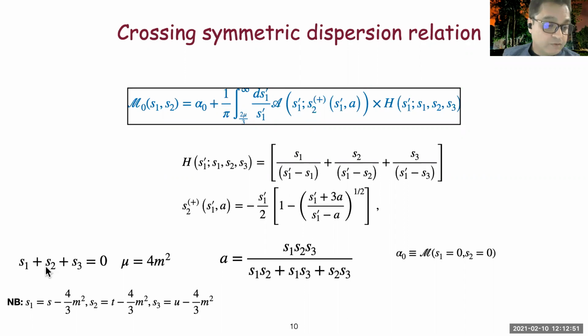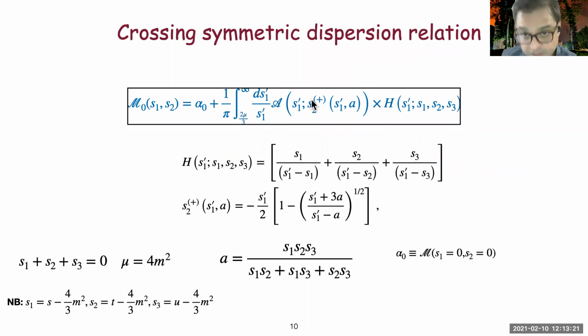And I will work in terms of S1, S2, S3, which sum to 0. This is for a scalar of mass m, but I've just shifted the variables. That's all that I've done, and this shift is going to make the formulas appear nicer. So this formula tells you that you have to take the absorptive part of the amplitude. So this curly A stands for the absorptive part of the amplitude. So this is just the S-channel discontinuity.